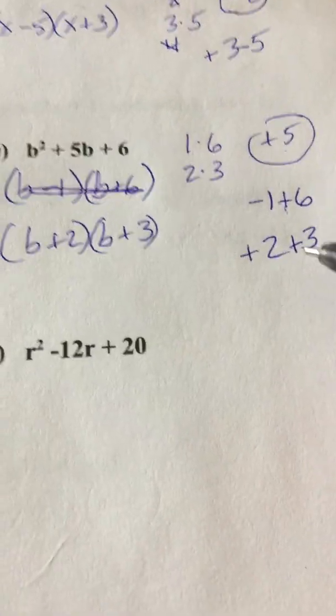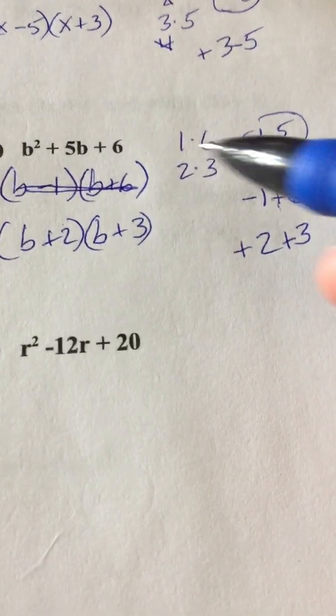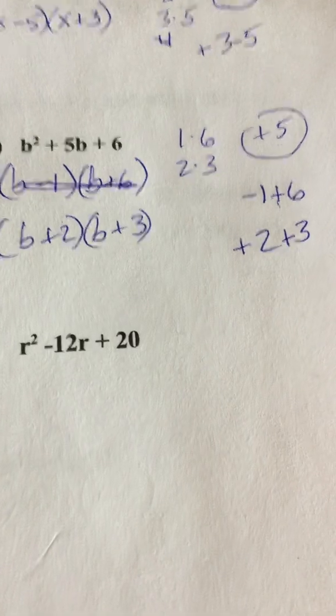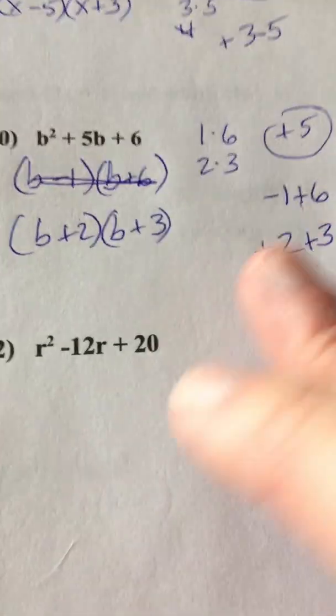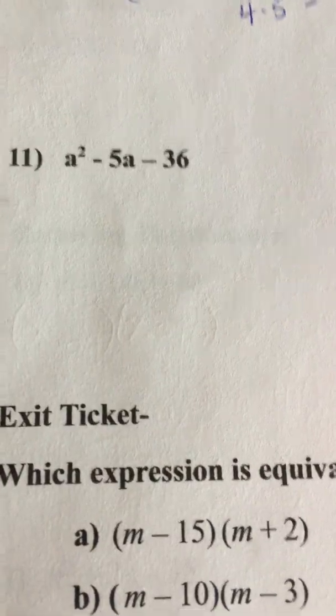So if you get more than one combination that works, just figure out what the signs need to be to get to this, and then check when you multiply them to make sure you still get that number on the end, because it could be a positive 6 or a negative 6. All right, so there's the tricky ones when there's more than one option that will work.